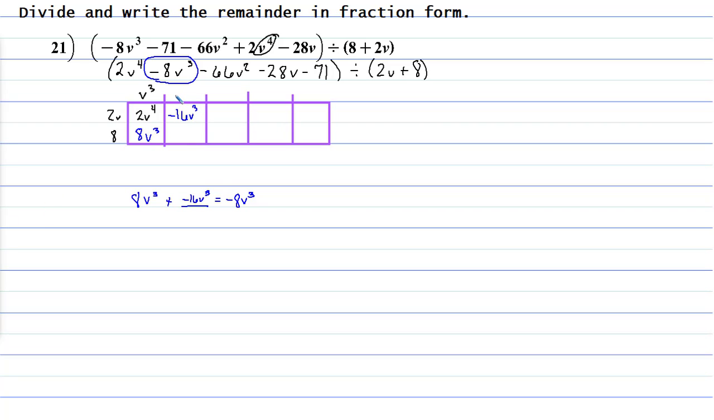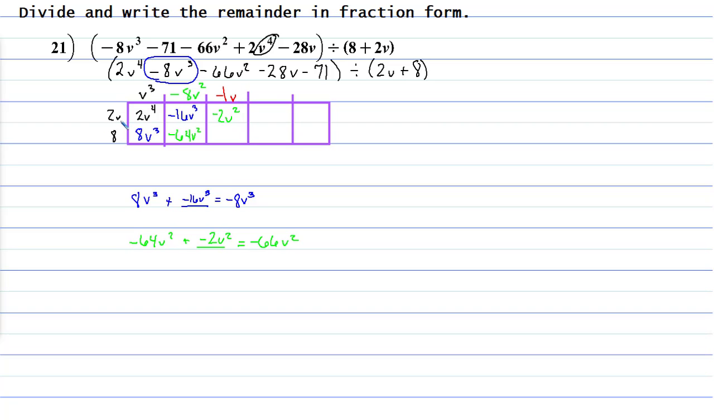Now I divide to go up and I get negative 8v squared. Multiply coming down, I get negative 64v squared. So negative 64v squared plus something is equal to negative 66v squared. So I end up with negative 2v squared. And I divide to go up. Negative 2 divided by 2 is going to give me negative 1.